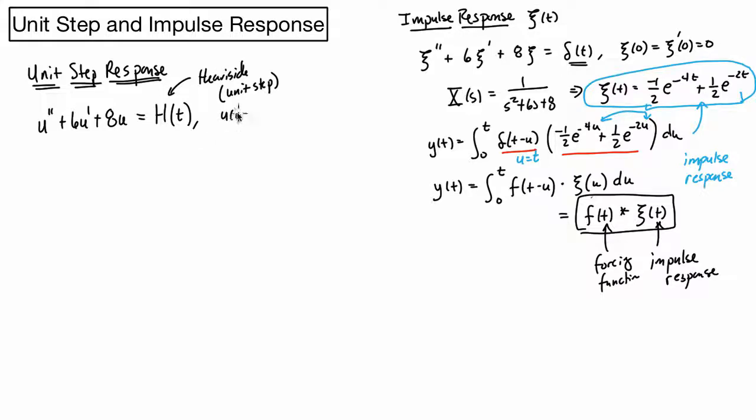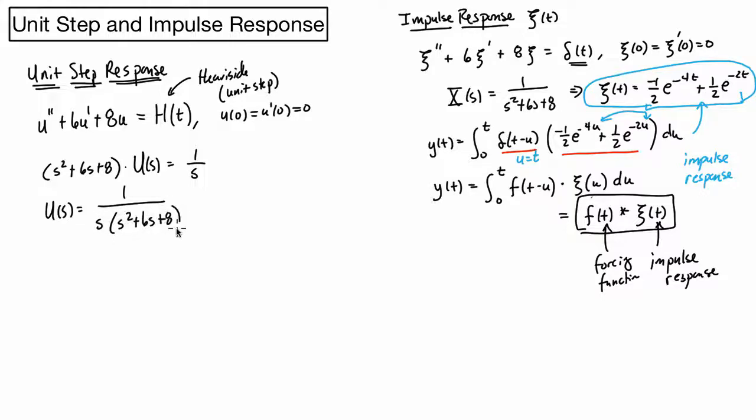Again, we are keeping rest initial conditions. You can do these problems at conditions other than rest, but it makes it a little bit more complex to determine what's going on. So if I take the Laplace transform of both sides, because of the rest initial conditions, we're just going to get the characteristic polynomial times the transform variable, which I'll call capital U of s. And on the right-hand side, I take the Laplace transform of the Heaviside function. We know that that is 1 over s. So if I solve for the transform variable, I get 1 over s times s squared plus 6s plus 8.